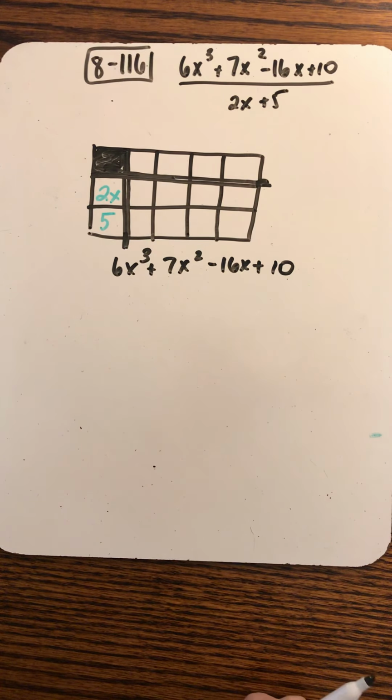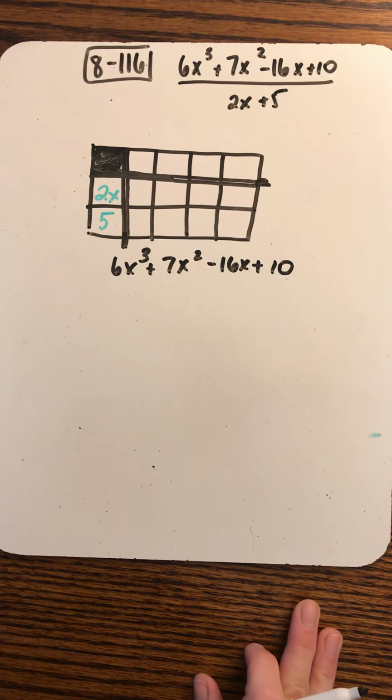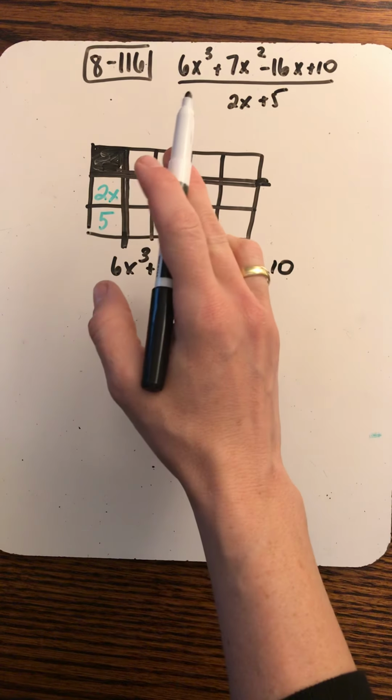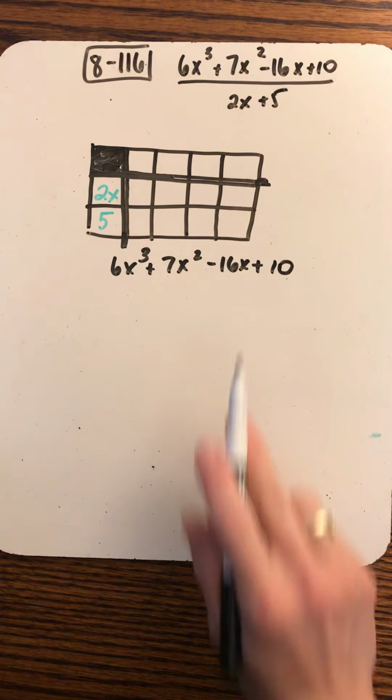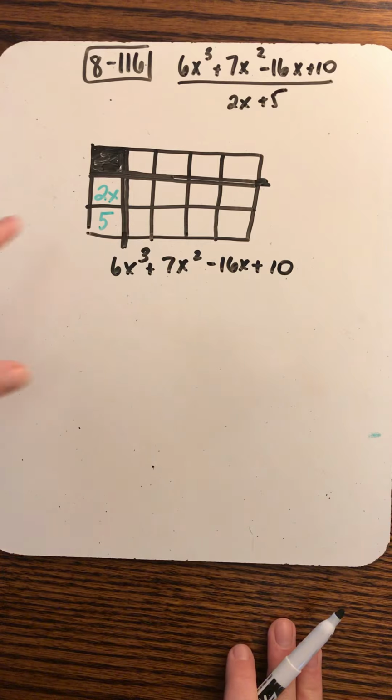I want to go through one of the division problems from lesson 831 just to make sure everybody understands how polynomial division works. So for 816, we wanted to divide 6x cubed plus 7x squared minus 16x plus 10 divided by 2x plus 5. So here's how we set it up.